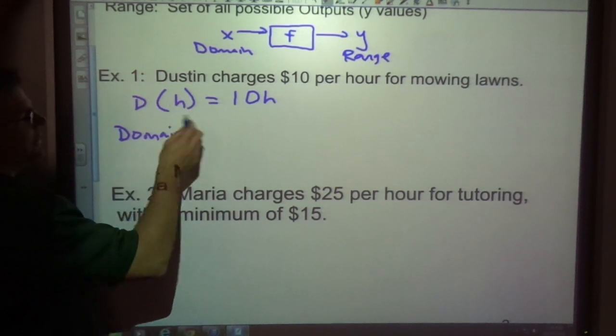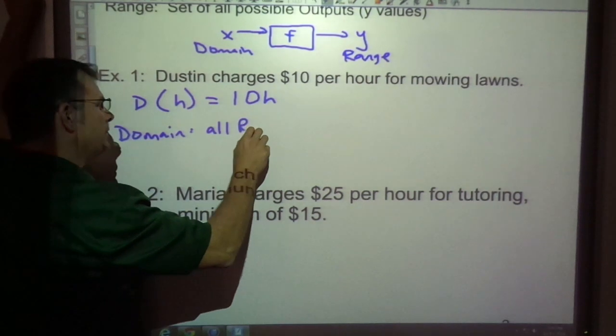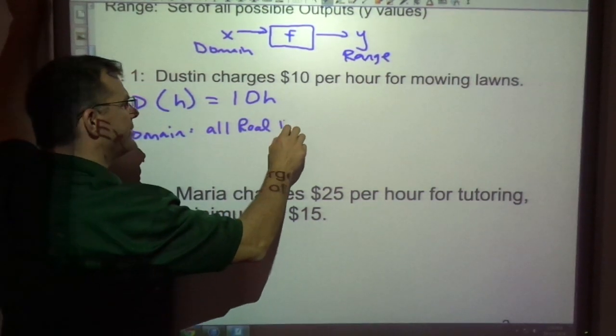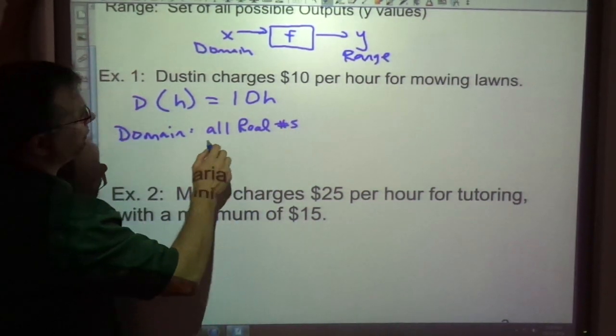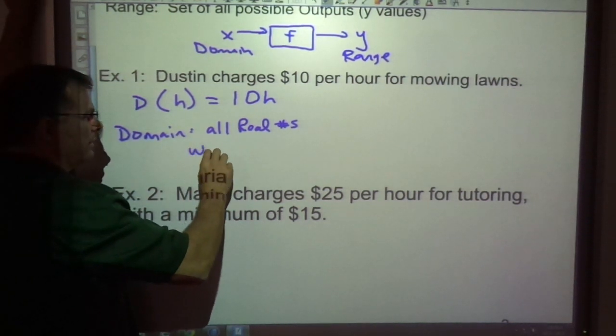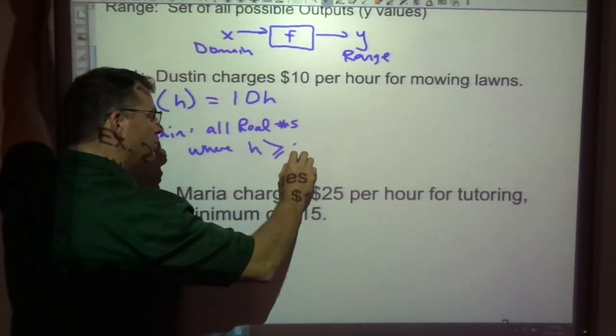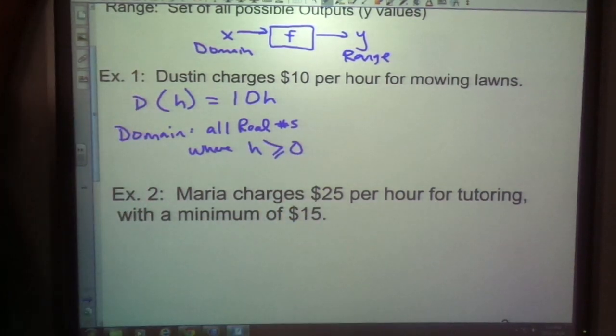But let's say for the domain, we would say all real numbers that are greater than or equal to 0. So we would say where h is greater than or equal to 0. Right?